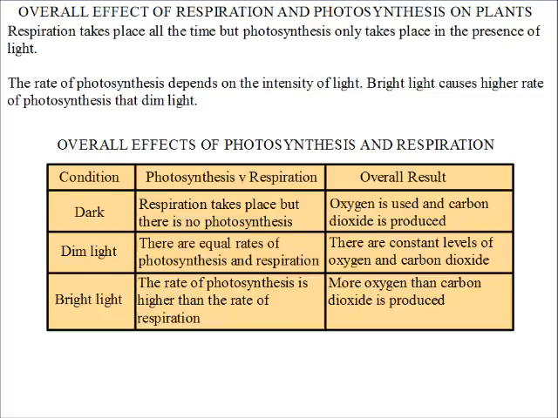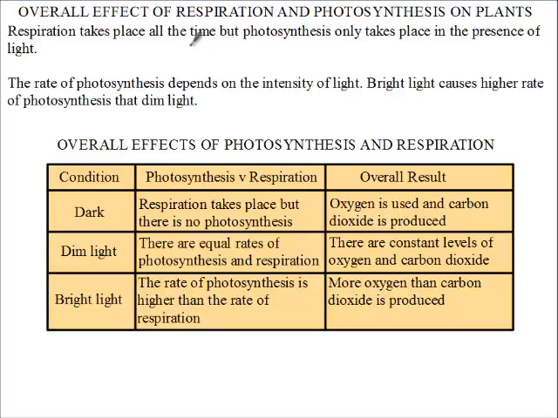Moving on, let's talk about the overall effect of respiration and photosynthesis on plants. Now, the plants are undergoing these two very important processes at the same time. Let's see the overall effect on the plants and then the environment.